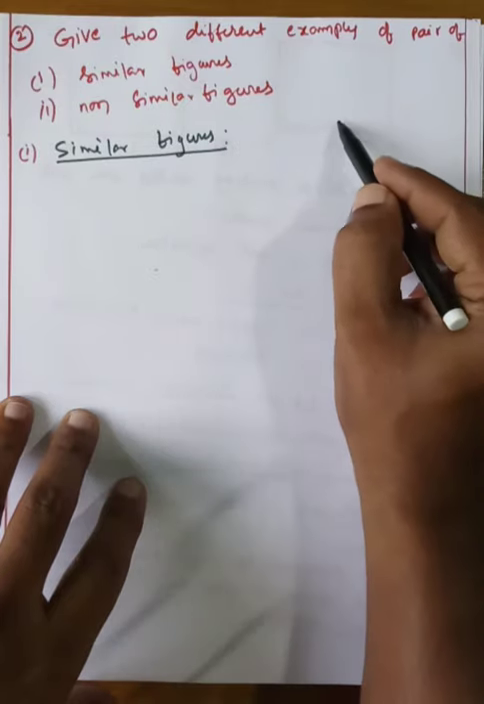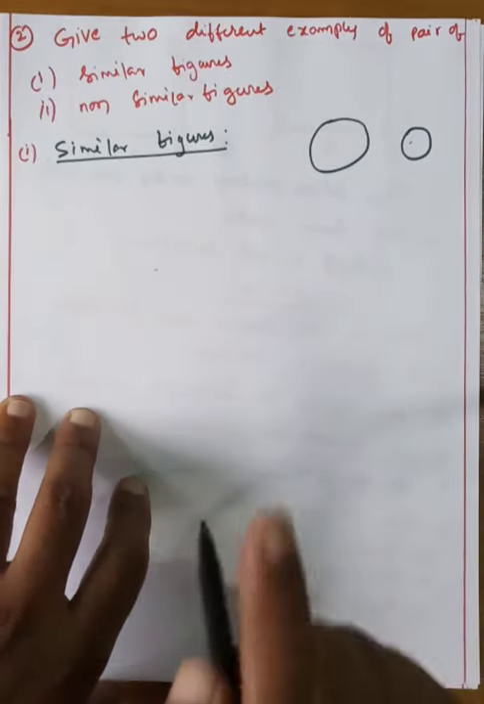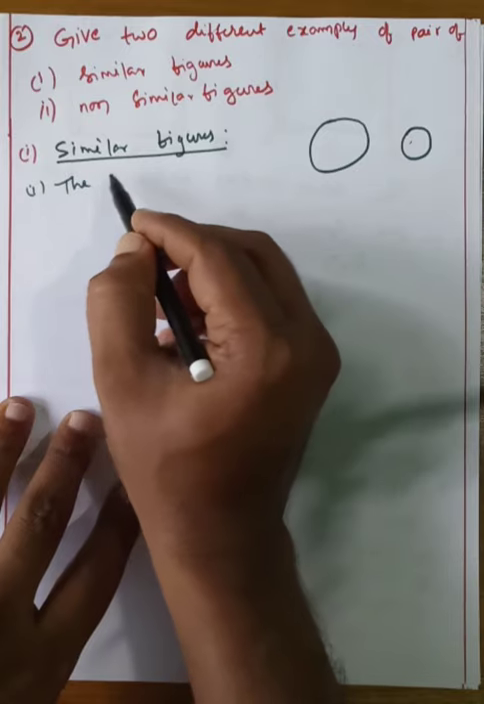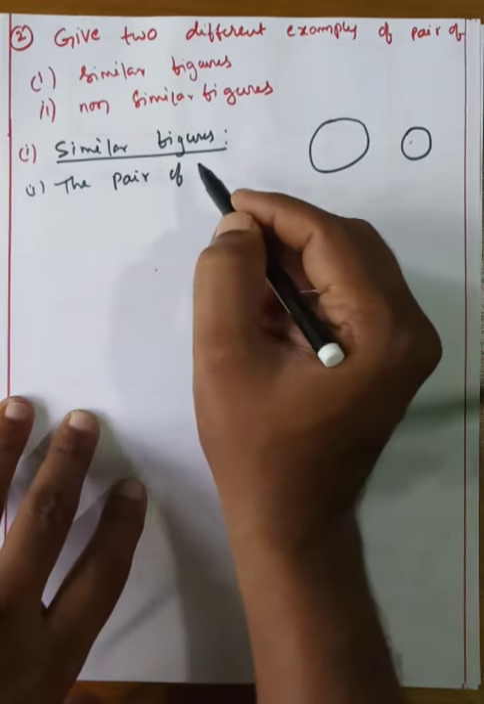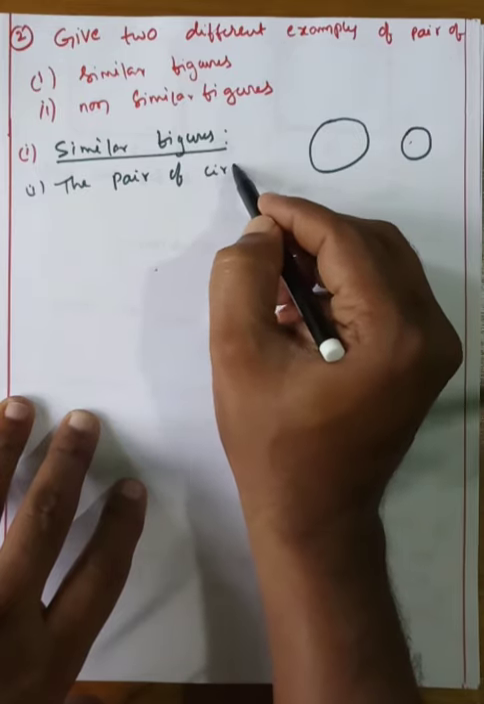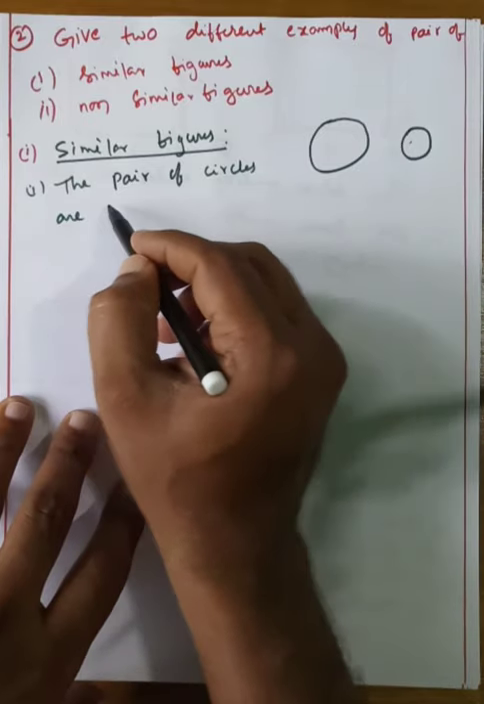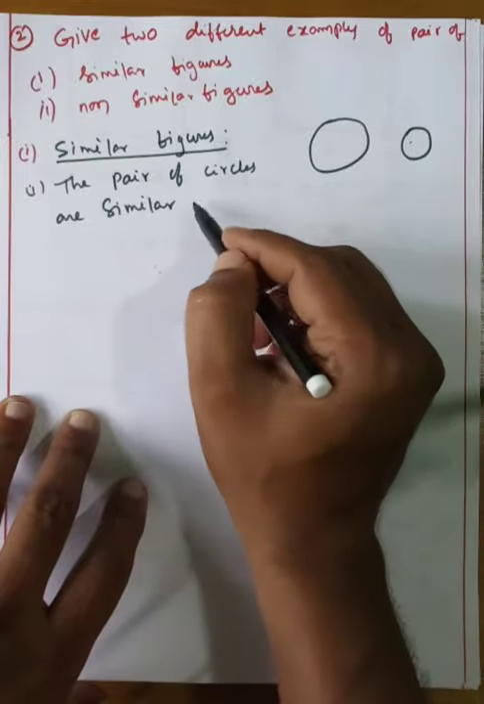Here observe that this is a circle, this is also a circle. These two are similar, same shape but different in size. Therefore, the pair of circles are similar figures.